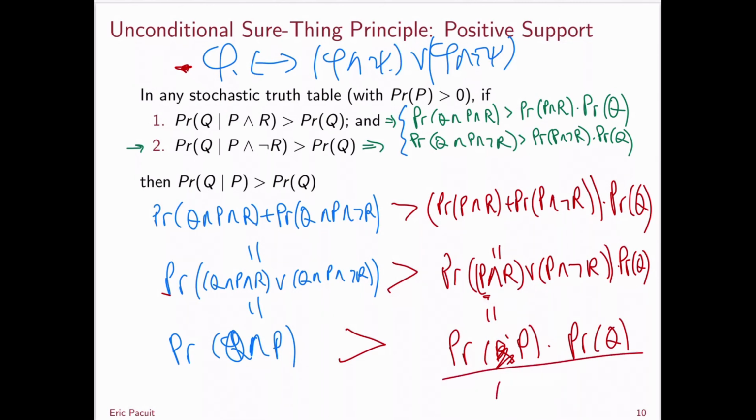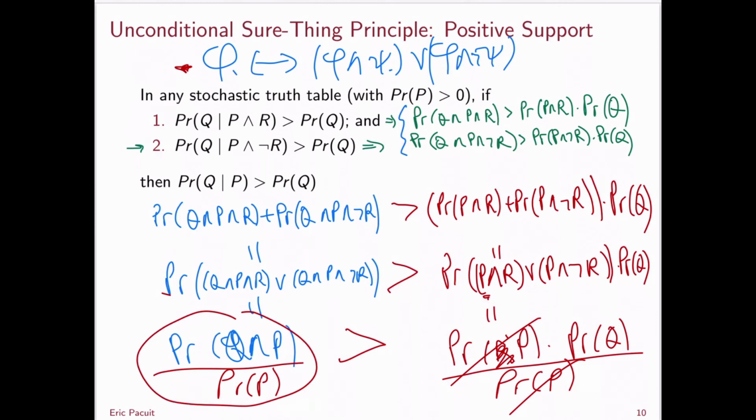Well, if we divide both sides by the probability of P, on the right-hand side the probability of P is canceled. On the left we get the probability of Q and P divided by the probability of P, which of course is just equal to the probability of Q given P. And on the right-hand side, we have the probability of Q. So the probability of Q given P must be greater than the probability of Q. And of course, this works in any possible stochastic truth table because I didn't use any particular facts about the probabilities. These all follow just from general algebraic facts using the definition of conditional probability.